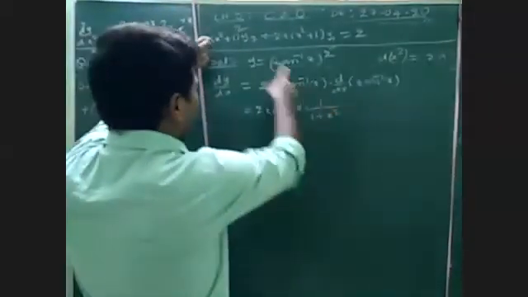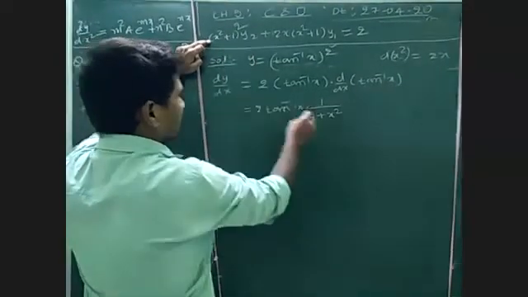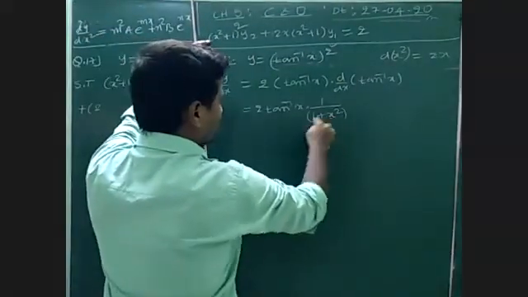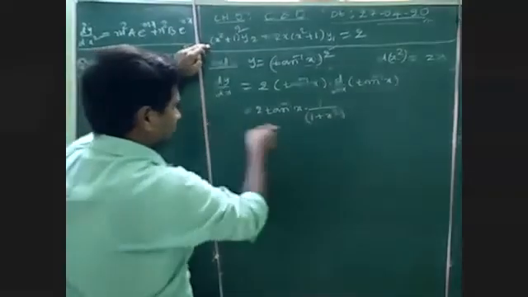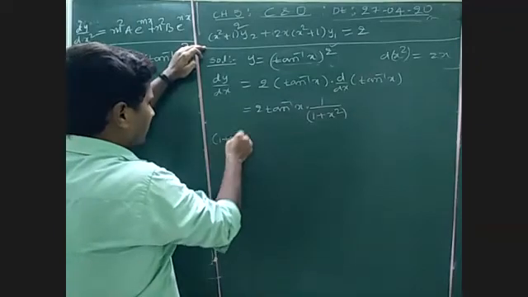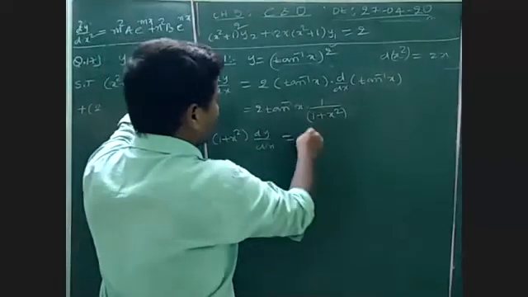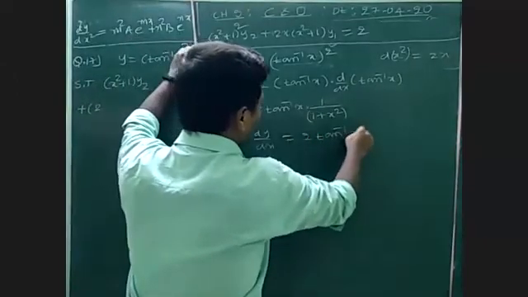Look here, if you observe, the given question has x square plus 1. So this x square plus 1 you can cross multiply. From this, if I cross multiply, 1 plus x square into dy by dx is equal to the remaining value, that is 2 tan inverse x. That's it.